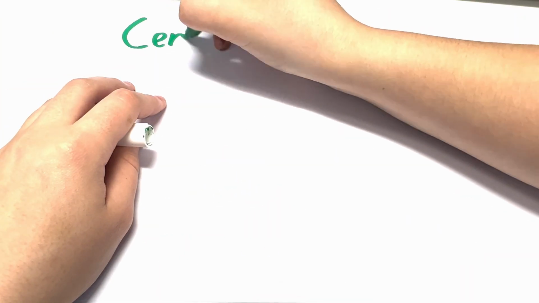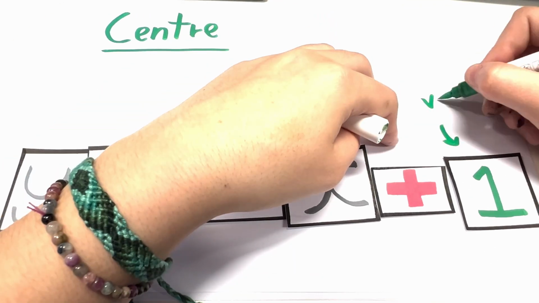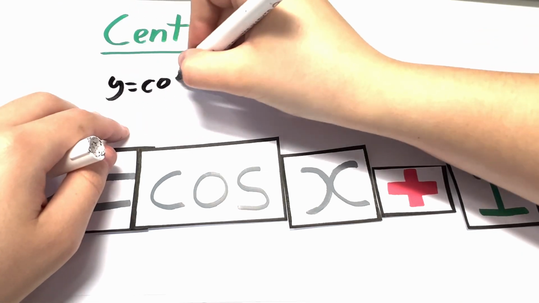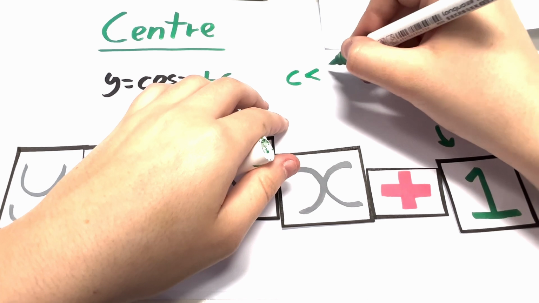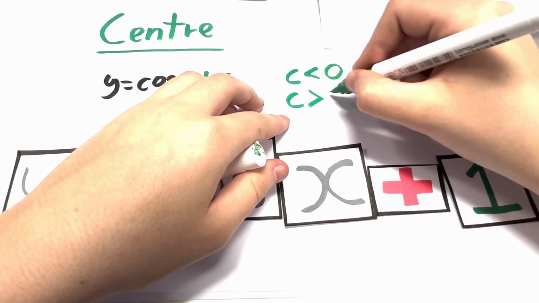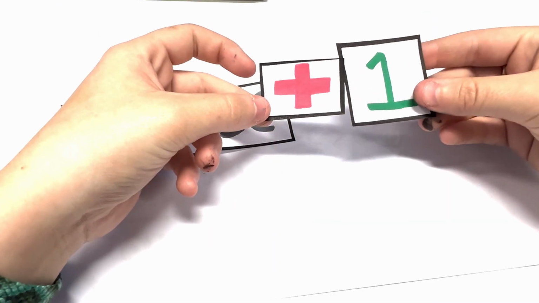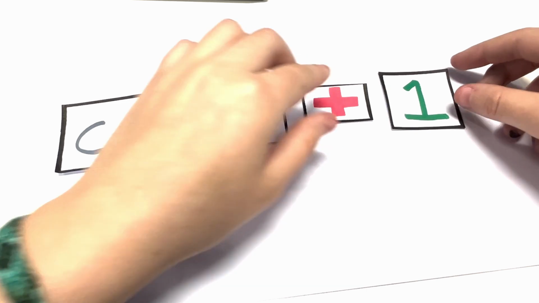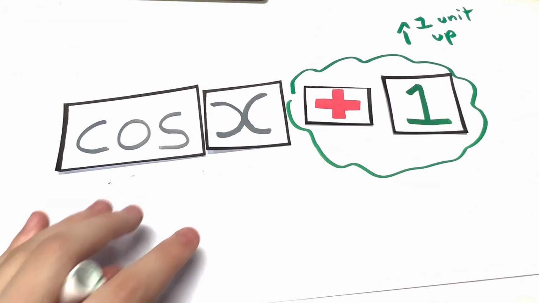The next is center. Center is the vertical translation, and in the formula y equals cosine x plus c, c is the center. If c is larger than 0, then the center is translated up, and if c is smaller than 0, then the center is translated down. And because the center is positive, this means that it is being vertically translated 1 unit up.